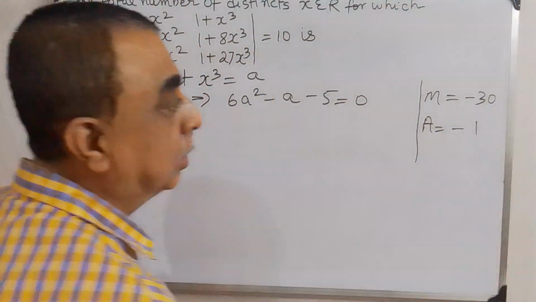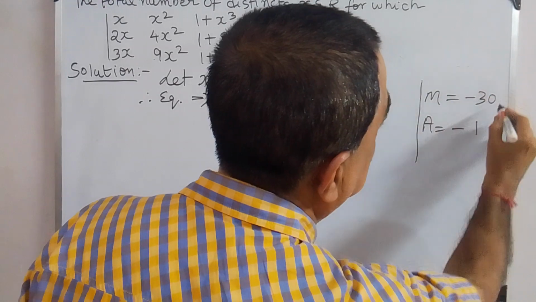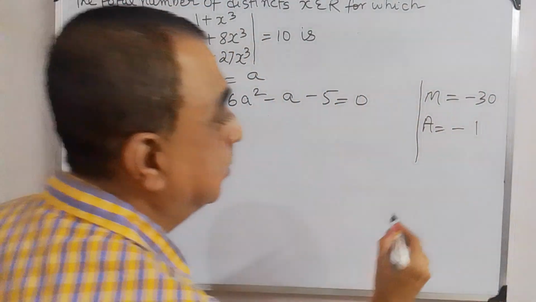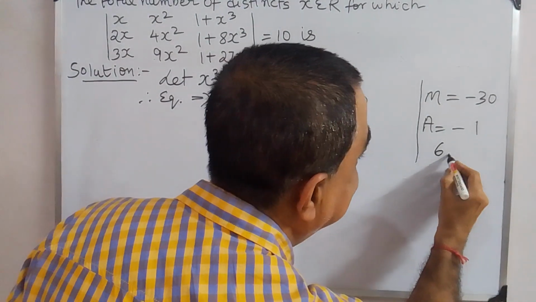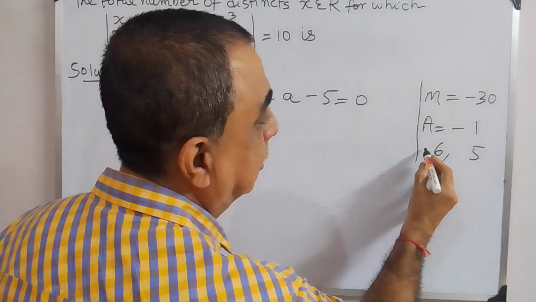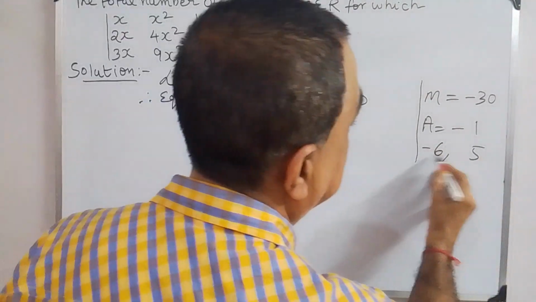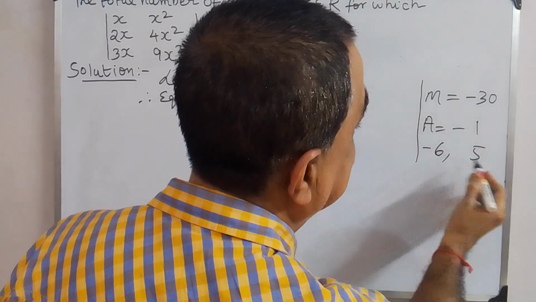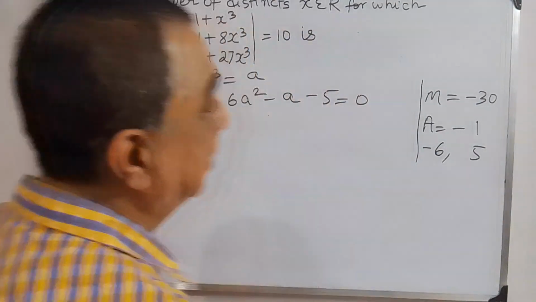Now you have to find two numbers whose product is minus 30 and whose sum is minus 1. So these numbers are 6 and 5. The bigger one will be minus, so this will be minus 6 and plus 5. Multiply: minus 6 into 5 is minus 30, and add: minus 6 plus 5 is minus 1.